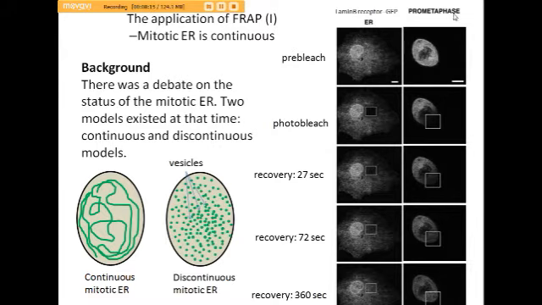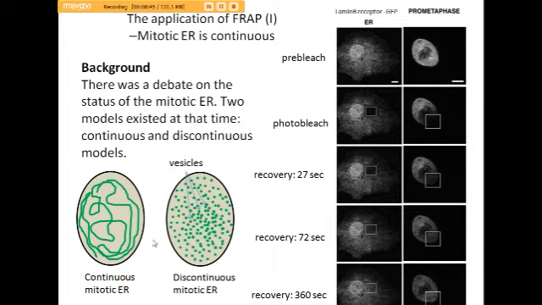During prometaphase, which is one stage of mitosis, this is the ER, this is the mitotic ER. If we photobleach this region, we can see this ROI region recovers with almost similar kinetics as the interphase. So this qualitatively shows that the ER during mitosis is still continuous.